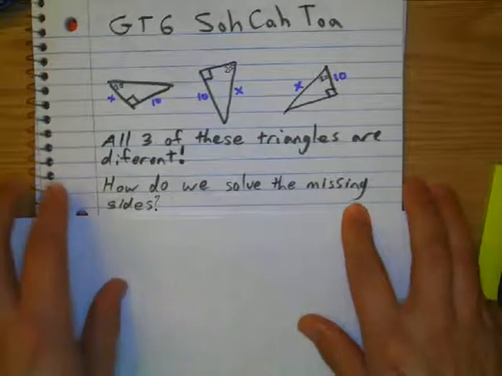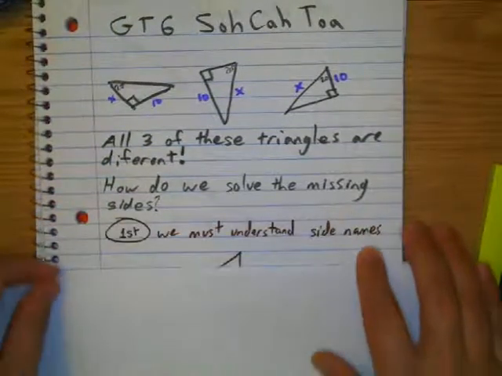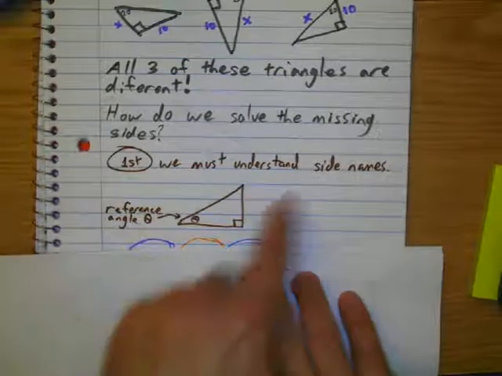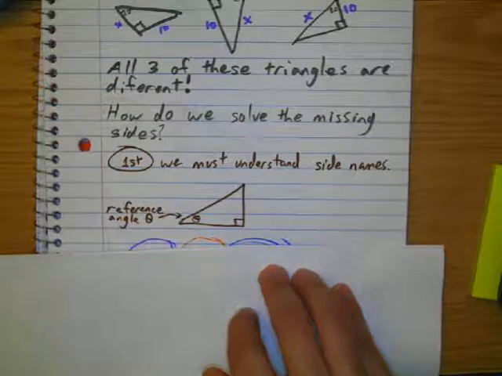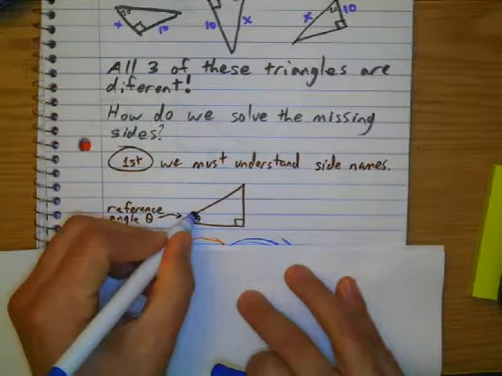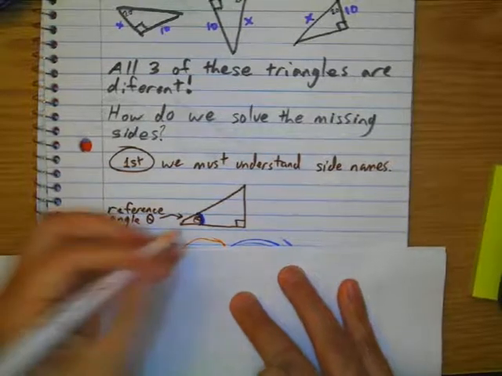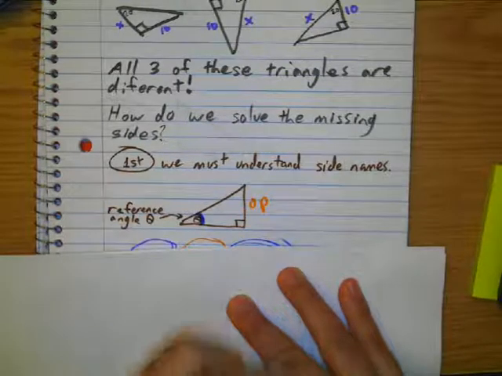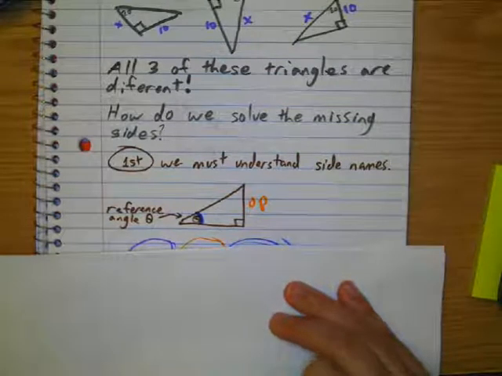That's where this acronym SohCahToa comes from. Before we get started, we first need to figure out the names of things. If this is going to be my reference angle, sometimes the other angle is the reference, but right now if we're talking about this angle being our reference angle, we need to always remember that far from it, over here, is the opposite side. Touching it is going to be the adjacent side.